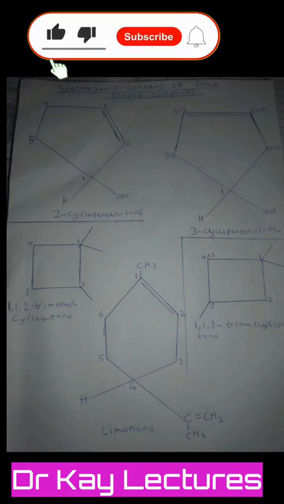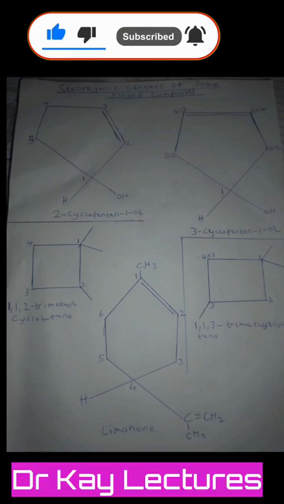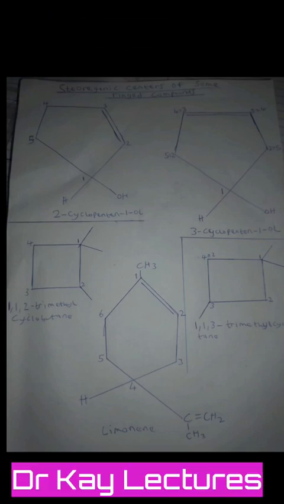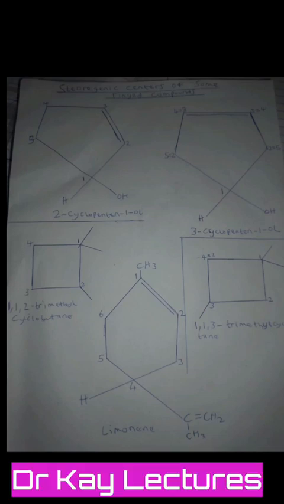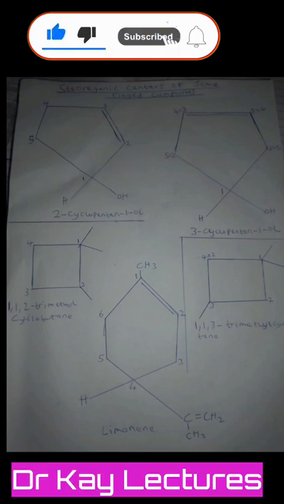Alright, so when we are talking of stereogenic centers, what we are simply talking about is when a carbon is attached to 4 different substances. So when one carbon is attached to 4 different substances, then you say the carbon is the stereogenic center. But when we are dealing with ringed compounds, there are certain conditions that must be fulfilled before you can say this is a stereogenic center or not.